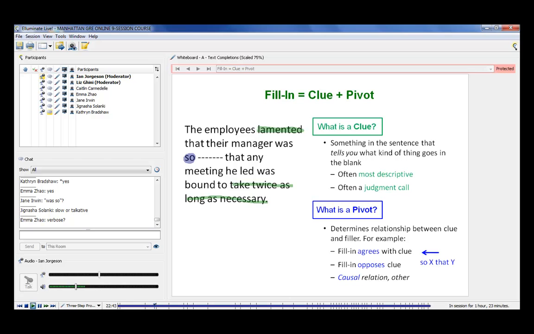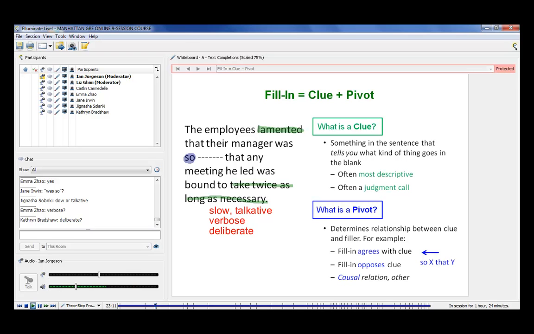Okay, slow. I agree with you. Talkative. Okay. Verbose. I like verbose. Deliberate. So deliberate works. My only problem with deliberate is that it's not necessarily negative. And I think the word lamented tells me I need something negative. So deliberate's a good starting point.